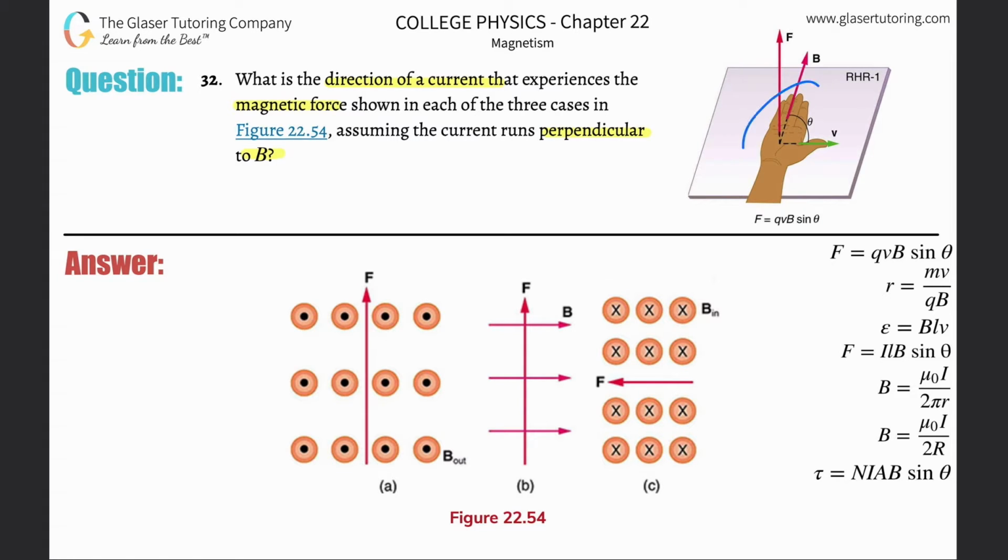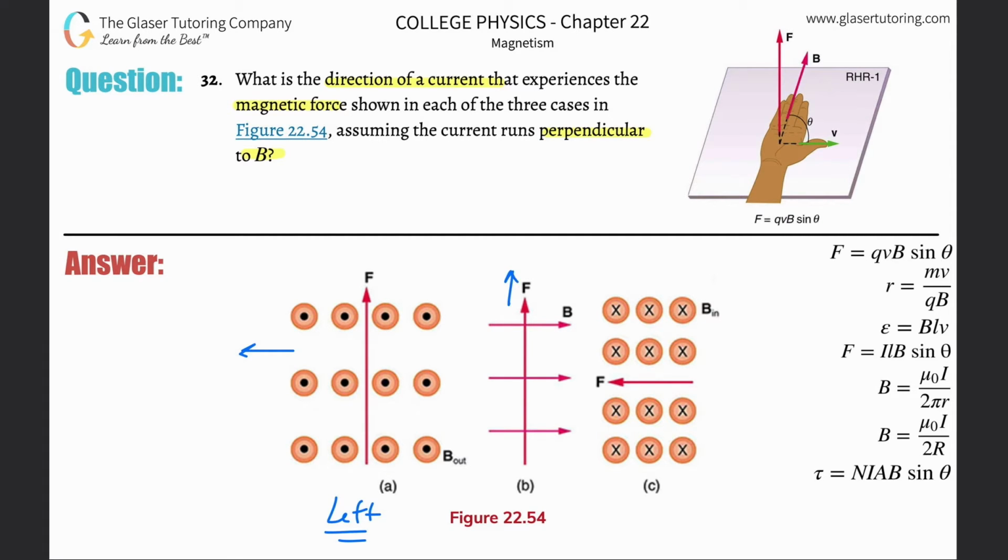Now remember, you must maintain this rigid position with your thumb at a 90-degree angle to those four fingers. If you're holding that tray and your thumb is at a 90-degree angle to those fingers, your thumb should be pointing to the left. So that's the direction of the current. That's it.